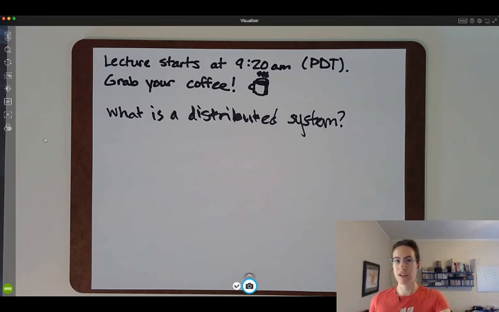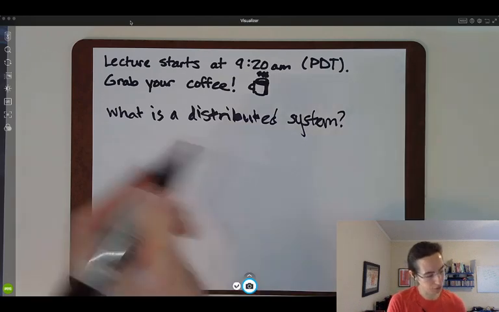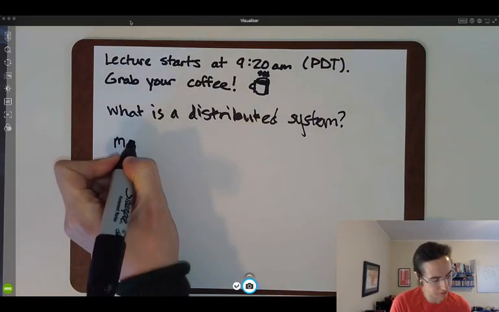If you happen to look at the course website, there's actually a nice illustration on the course website, which was created by him, and he defines a distributed system this way. So this is Martin Kleppmann's definition.